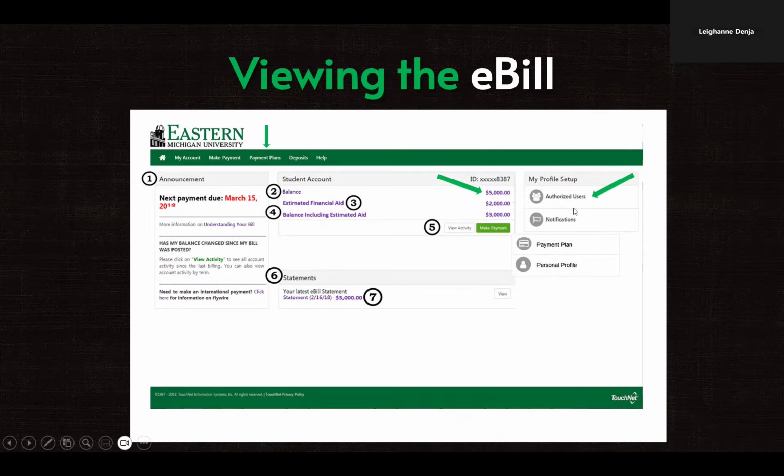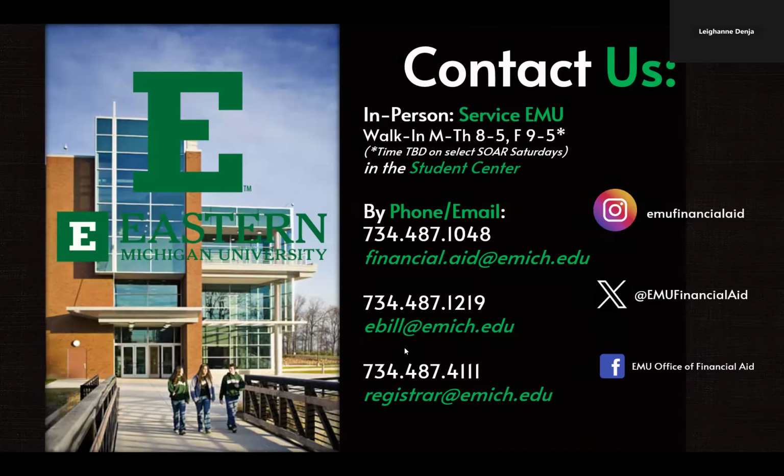So if you have an authorized user, this view is going to look the same for them. And if they're going to be making payments on your behalf, it's going to look almost essentially the same. If you need to contact us in financial aid, it's important to know at EMU you don't get assigned a financial aid advisor. You don't have to, for instance, get stuck with me if your last name starts between A and D or something like that.